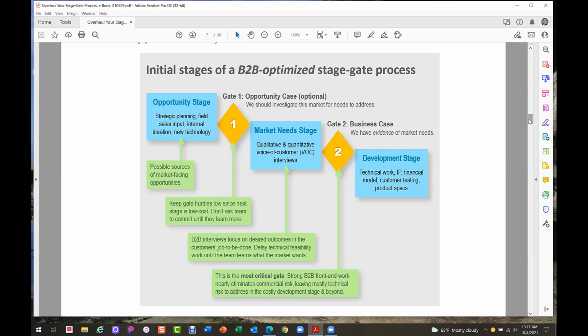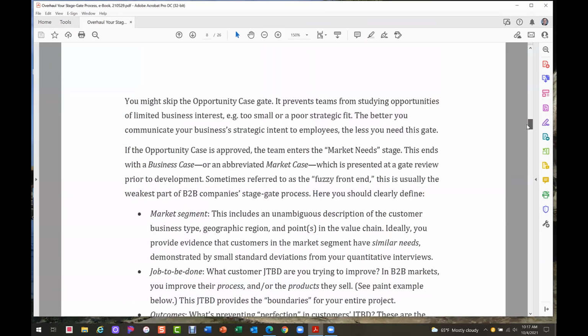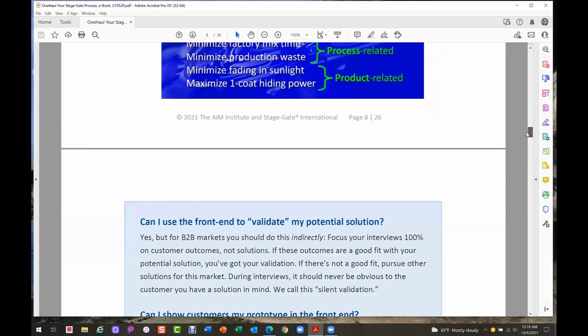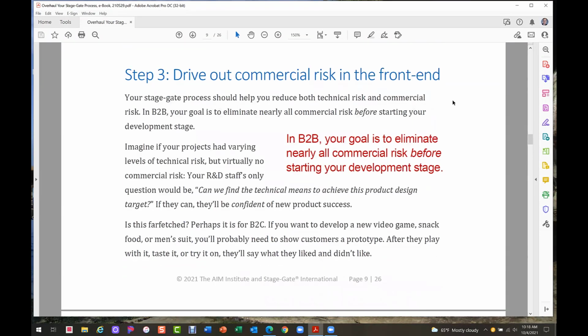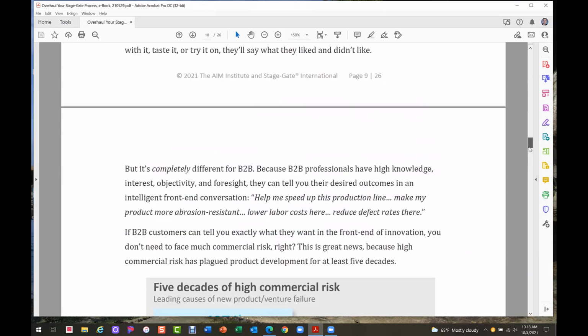Okay, anyway, it's a little different, but you might go examine your stage gate process and ask, are we spending much time in the lab doing technical stuff before we figure out what the market wants? It's because maybe we're blurring technology and product development. Okay, so I'm going to jump over here to the third one. What we want to really do is drive out commercial risk in the front end. That's the goal. And then work on technical risk once we know what the market wants. So that's the idea here.